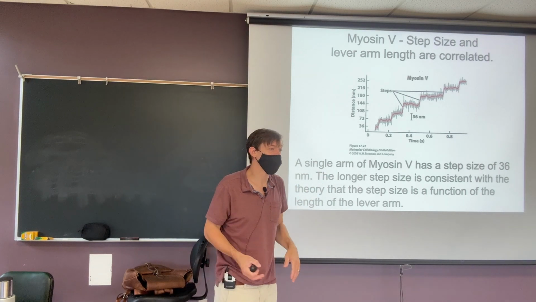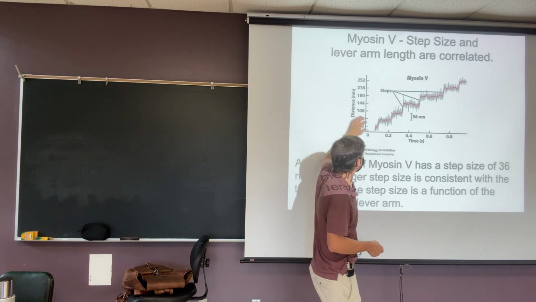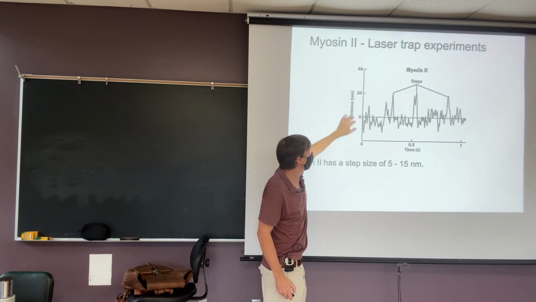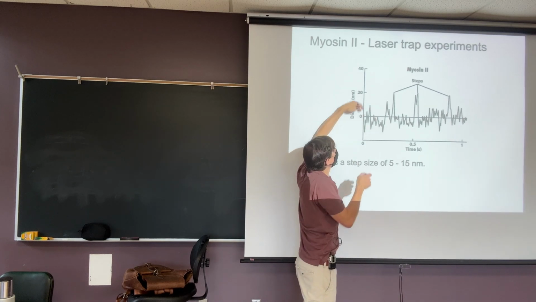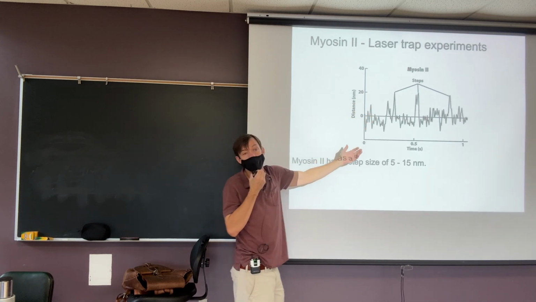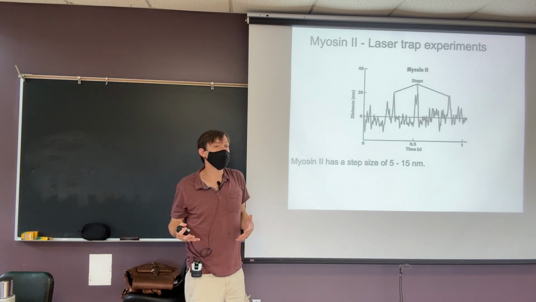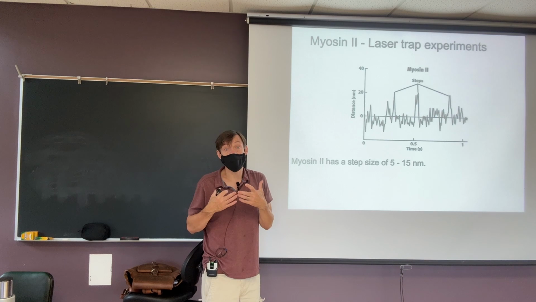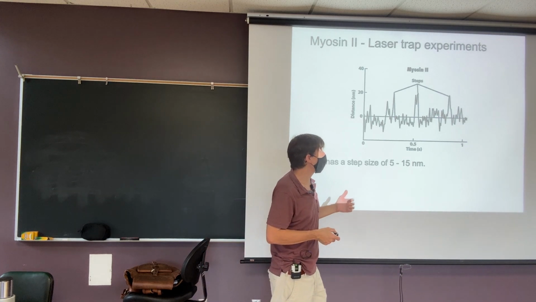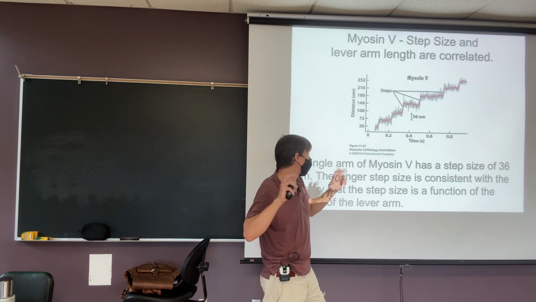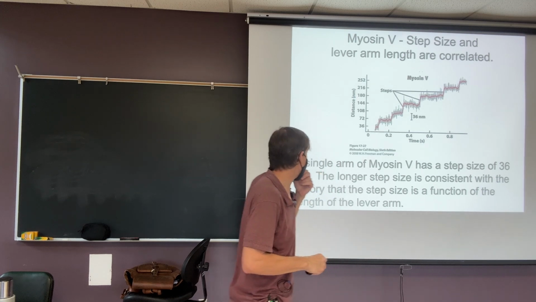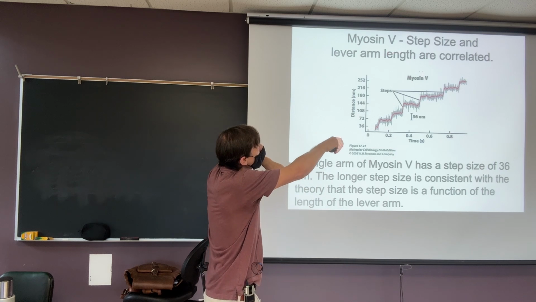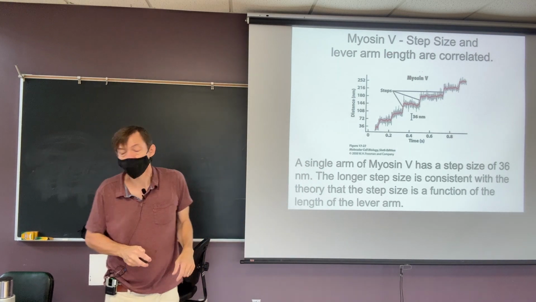And the first question is, so you look at this and that's going to be 36 nanometers. If we go back here, 36 nanometers would be almost to the top here. So is the step size for myosin 5 longer than myosin 2? So that's clear enough. And then the other big difference is that this is what's called a progressive motor, and I'll talk about that in just a little bit. So step size and lever arm length are correlated.